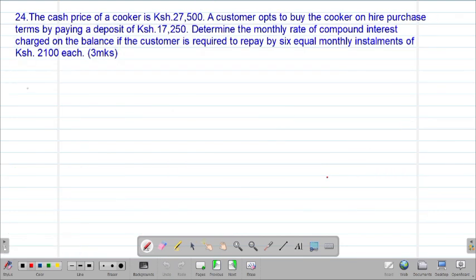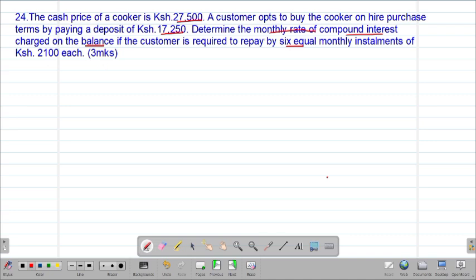Next, we look at our example number 24, which reads that the cash price of a cooker is 27,500 shillings. A customer opts to buy the cooker on hire purchase terms by paying a deposit of 17,250 shillings. Determine the monthly rate of compound interest charged on the balance if the customer is required to repay by 6 equal monthly installments of 2,100 shillings each.